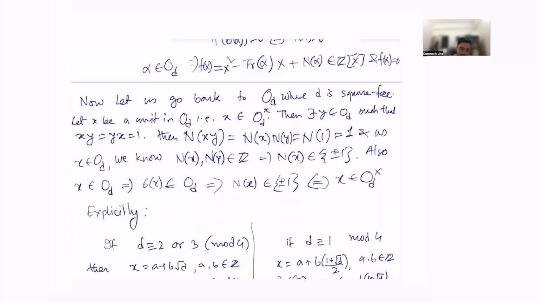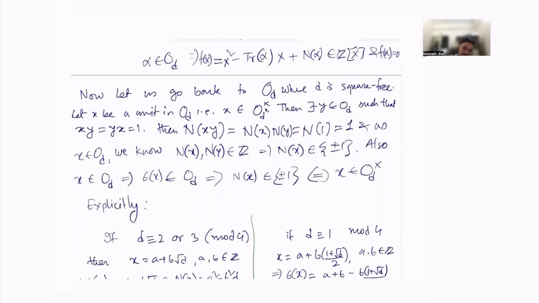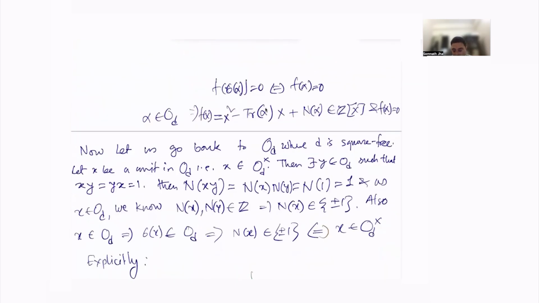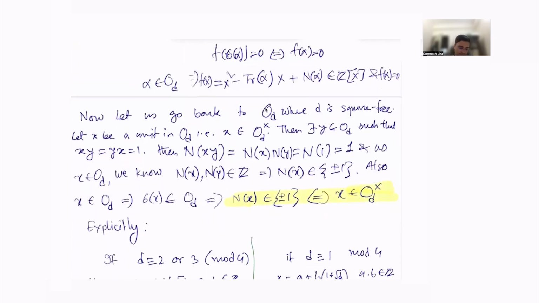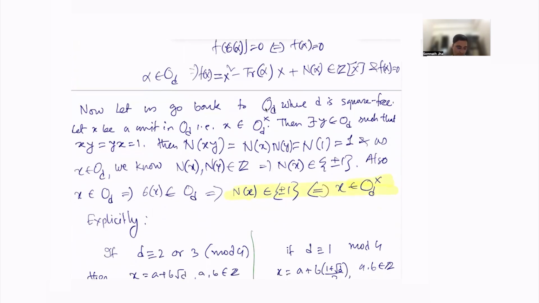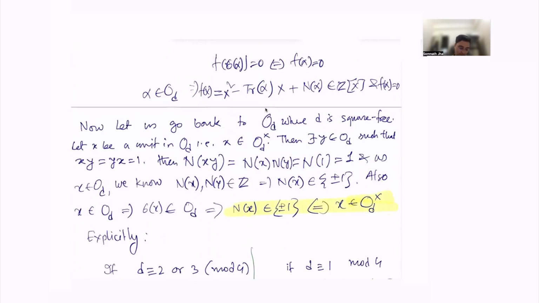We can do this more explicitly also if you like in this case. So this is a criterion: an element is a unit if and only if norm x is plus minus 1. So we set out to find all the units, meaning all the elements whose norm is plus 1 or minus 1. So to find all the units, it suffices to find all norm 1 elements. Okay. So this is the useful criterion which we want to use: in the ring of integers of a quadratic field, something is a unit if and only if its norm is plus or minus 1. Okay. So we can do this more explicitly.